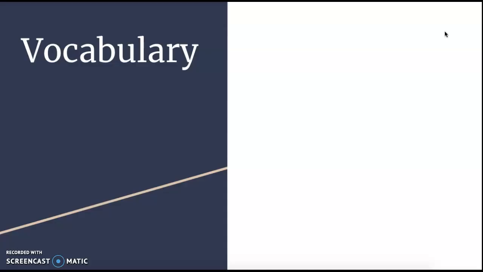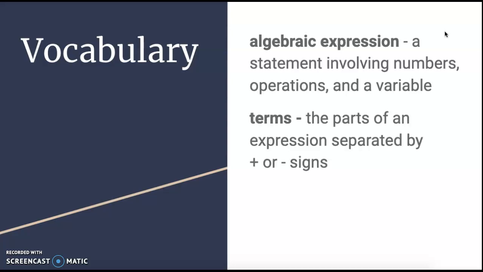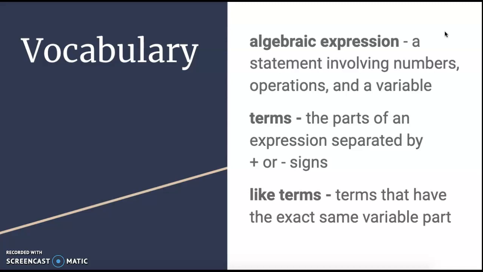And we're going to start with some vocab, and some of this will be review. So if you recall, an algebraic expression is just a mathematical statement that involves numbers, operations, and a variable. Okay. Terms, this is a new word. Terms are the parts of an expression that are separated by addition or subtraction signs, and I'll show you what I mean by that in a few slides. And then to go along with terms, we have what are called like terms, and these are terms that have the exact same variable part. And again, I'll show you an example of these in a little bit.